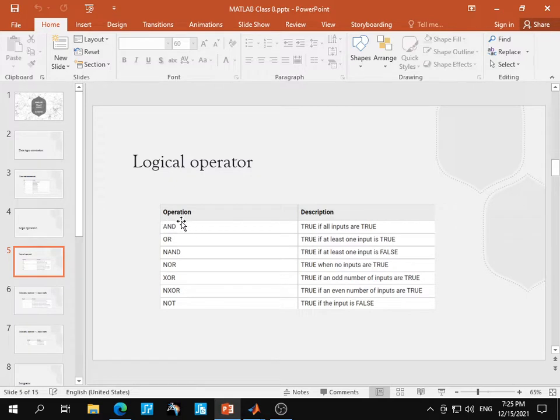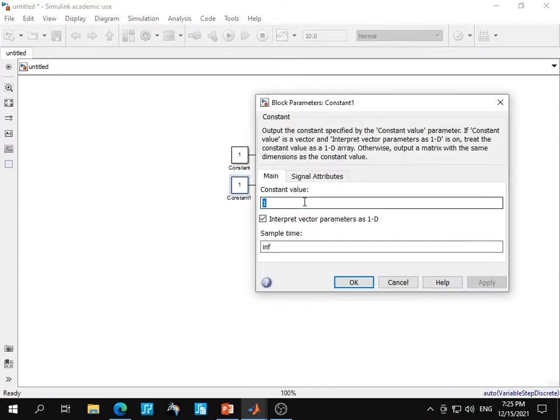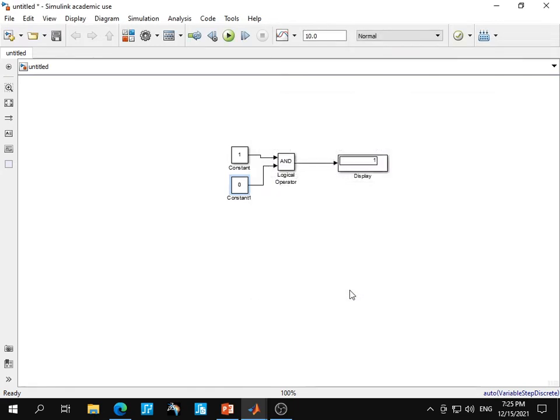So for AND, it will return true if all inputs are true. So now, the first input is true, the second input is also true. So now it will output true. But if any one of these is false, then it will give you a false.